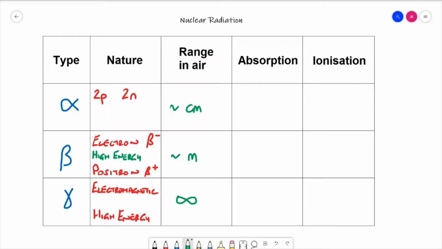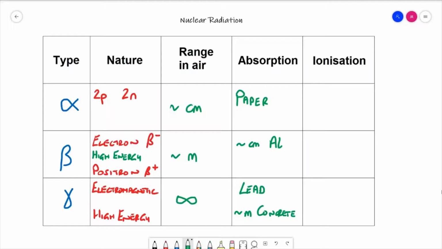In order to absorb these particles, for an alpha particle, a standard piece of paper will absorb the vast majority of alpha particles. For beta particles, you're looking at a few centimetres of aluminium will do the job there. For gamma, you will need a pretty substantial chunk of lead in order to stop gamma. Lead, of course, being one of the most dense metals that we can extract. Or you're going to need several meters of concrete in order to stop the gamma particles.